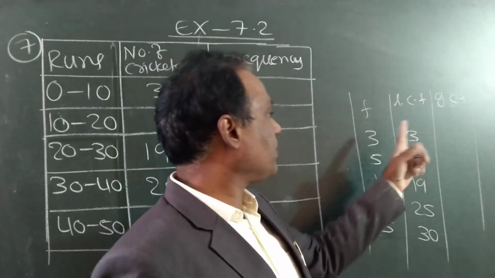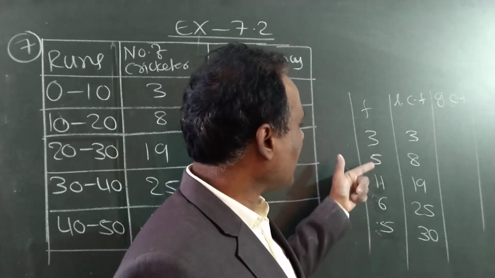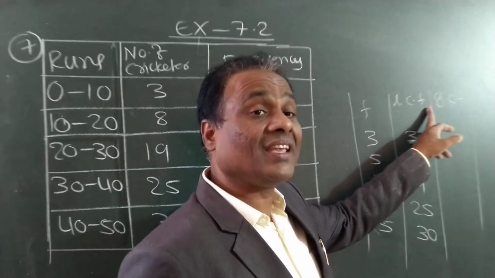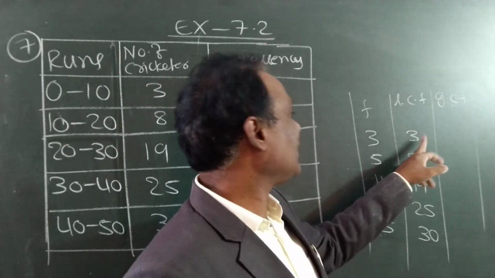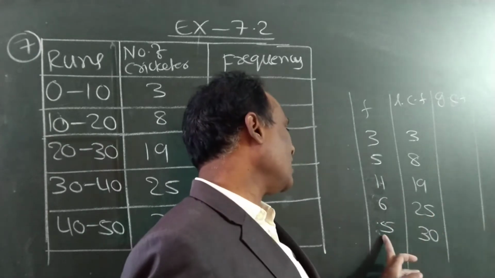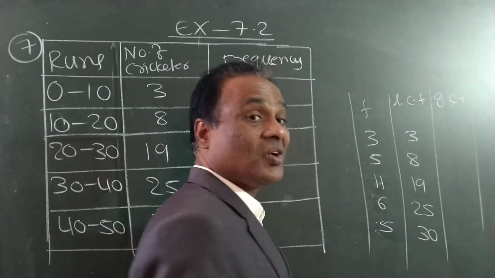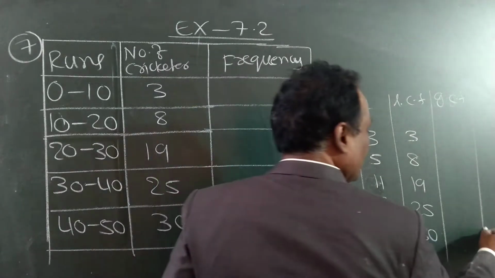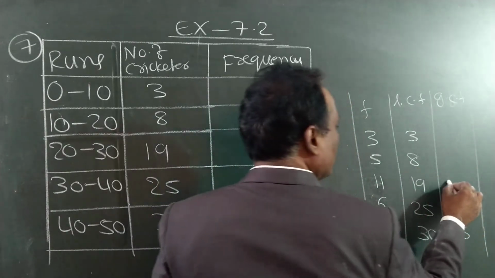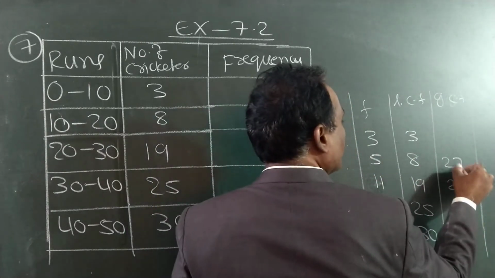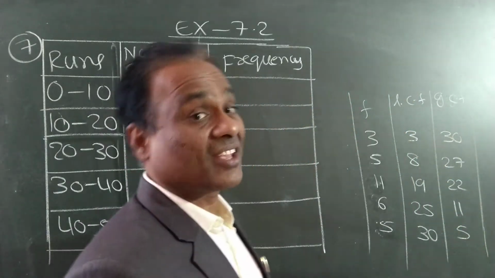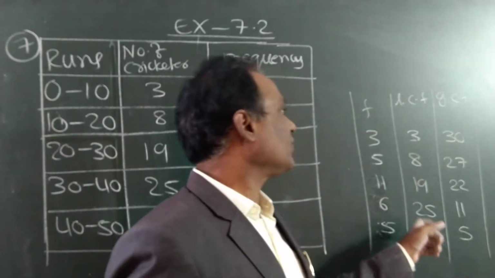One example I gave. 3, 5, 11, 6, 5 are frequencies, for example. Then what is the less than cumulative frequency? Adding the frequencies from top. 3 plus 5, 8 plus 11, 19 plus 6, 25 plus 5, 30, like that. Greater than cumulative frequency, adding the frequencies from bottom. See here, students, 5 plus 6, 11 plus 11, 22 plus 5, 27 plus 3, 30. From bottom if you add, that is greater than cumulative frequency. From top if you add, less than cumulative frequency.